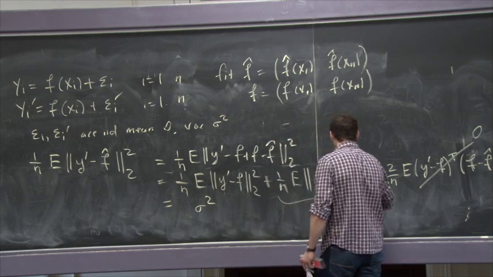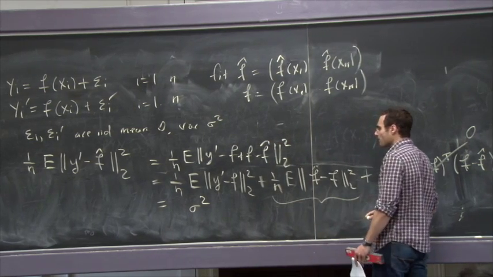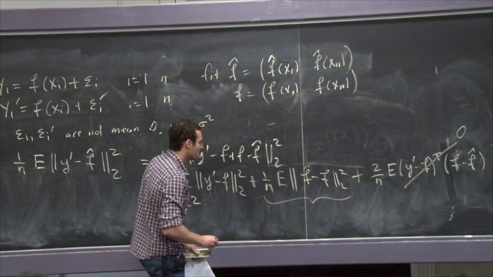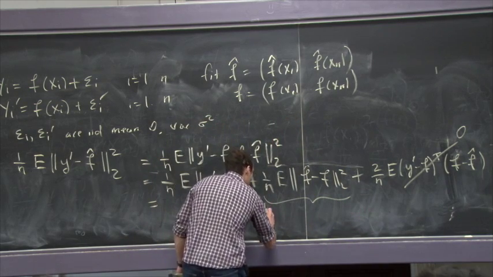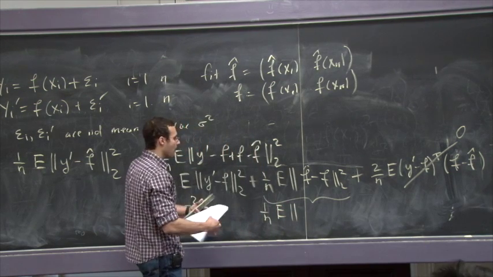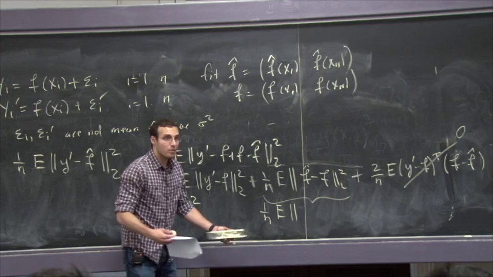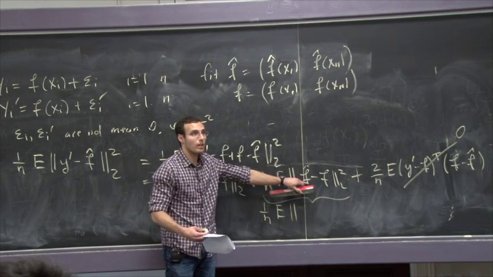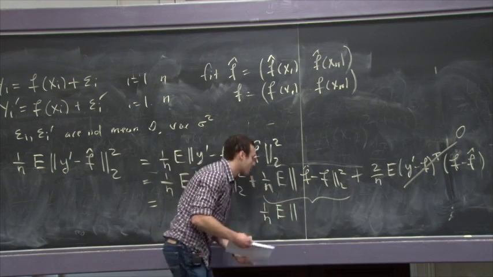This term is what we're going to decompose a little bit further. And we're going to do so by adding and subtracting, again, as we did before. This time we're going to add and subtract y, actually. So you'll see why we want to add and subtract y. It's because I want to relate this to the training error somehow. So I want to get a term that looks like the expected value of f hat minus y.